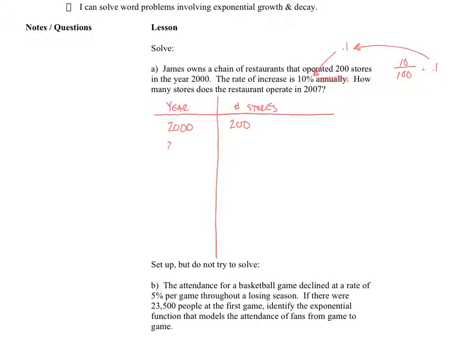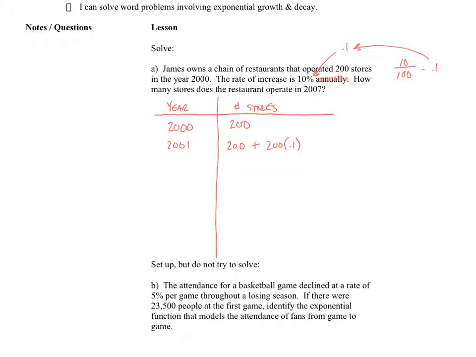But in the year 2001, he gets 10% more. So he had 200 stores. Those are still there. But we're going to add to that 10% of 200. So to be clear, this is the stores that already existed the previous year. This is how many he gained. He gained 10% of 200. So we have the original 200 plus the new 10%. That's how many stores there are now.